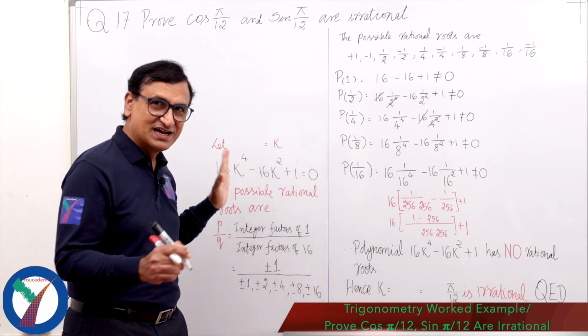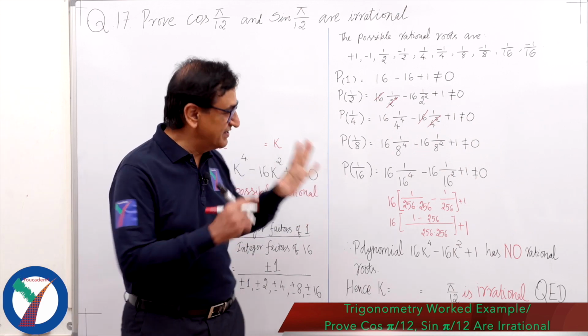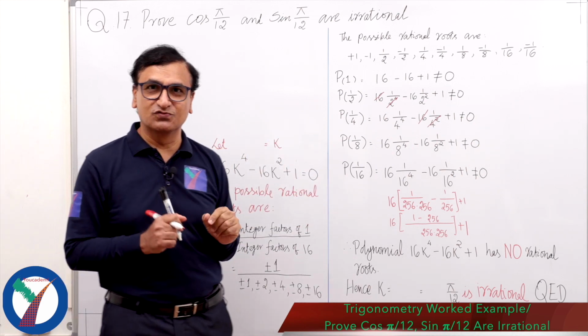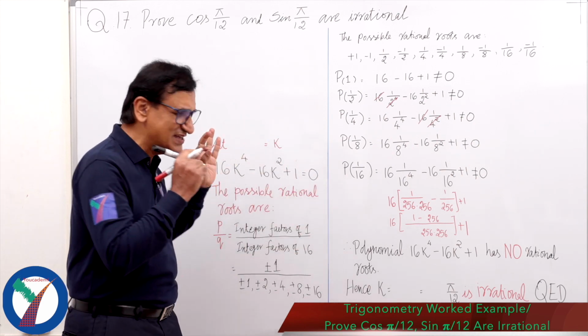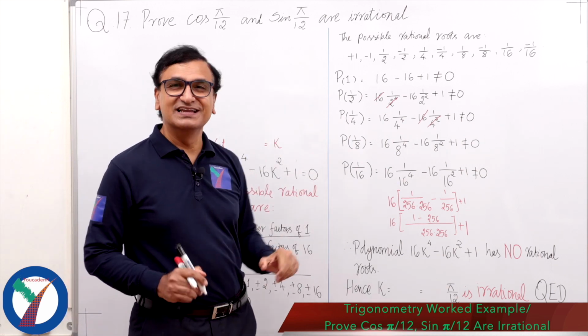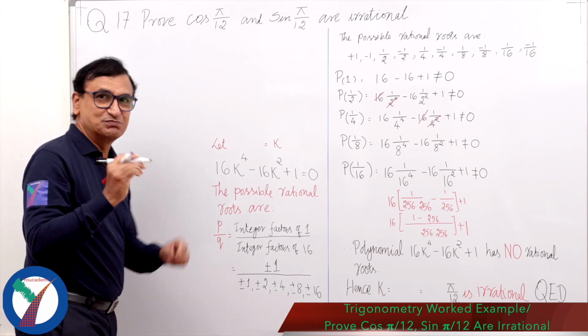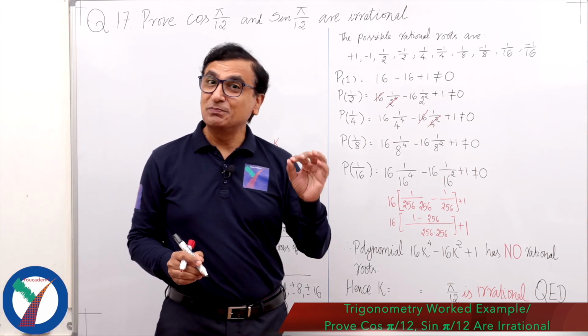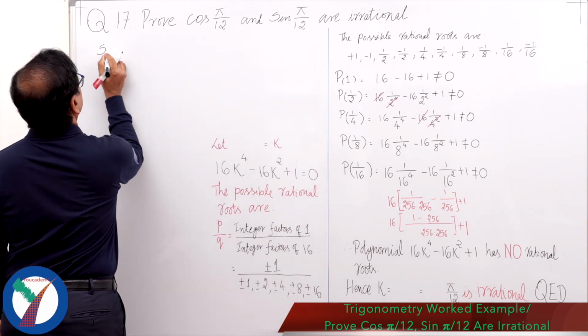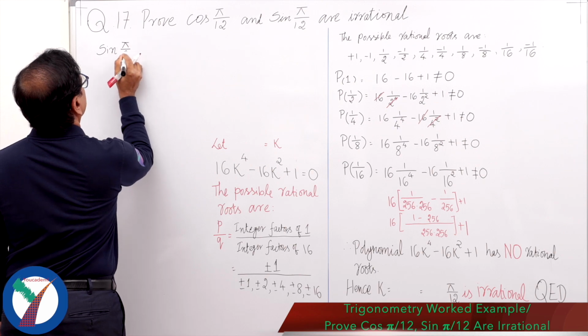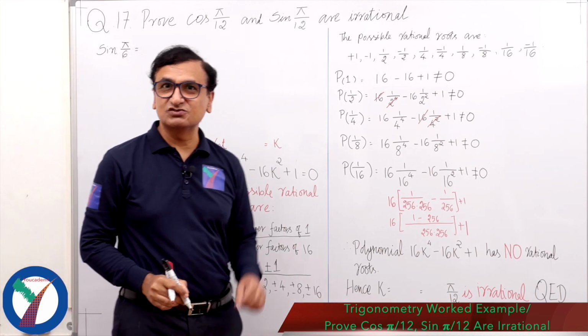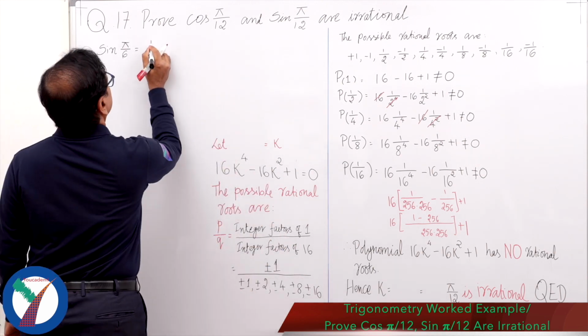If you have noticed, I have not scored out the entire board. I have retained many of the things from the previous proof. Why? Because I am going to use the same principle to prove this. Let's see. As before, let us start with sin pi by 6. Sin pi by 6 is 1/2, correct?